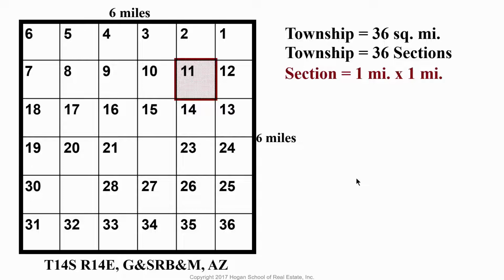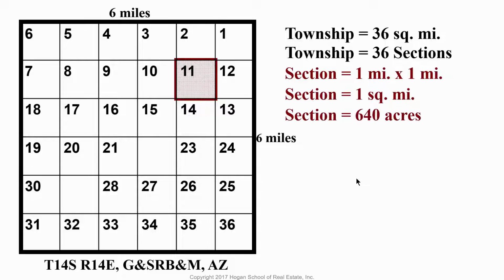By definition, a section is 1 mile by 1 mile and therefore contains an area of 1 square mile. And by definition, a section, that square mile, contains 640 acres. So keep in mind that a section is 1 mile square, that's 1 times 1. It has an area of 1 square mile, and by definition, that 1 square mile contains 640 acres.